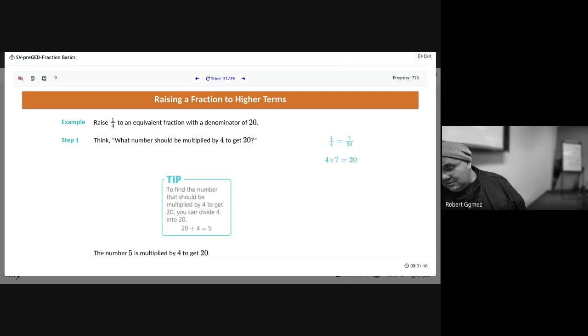Hey, remember when we were adding and subtracting? Remember how I like to put the denominators first? This is where that comes in. That's our goal. We know the denominator is going to be 20, but we have to ask ourselves, what number should be multiplied by 4 to get that 20? How did we get that 20 at the bottom? We have to multiply it by 5.